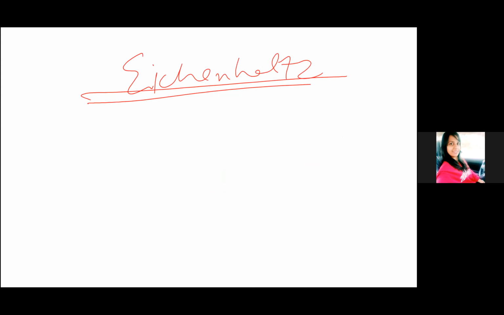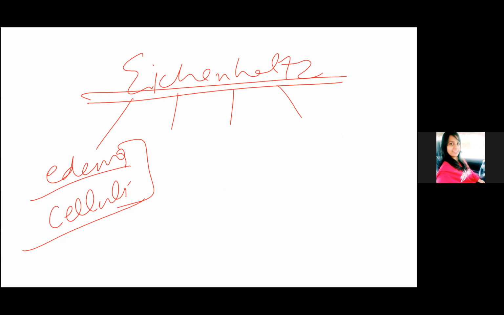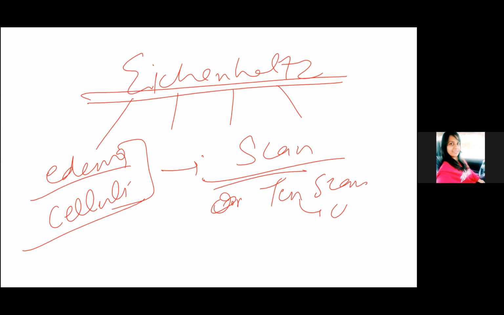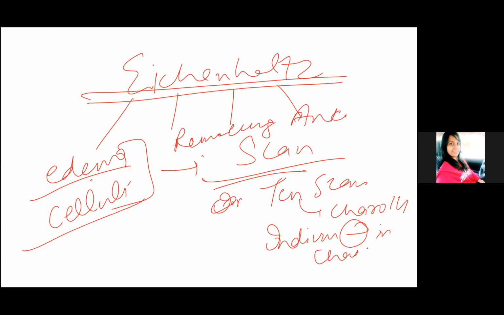In the Eichenholtz classification, what happens in the first stage is there will be edema. Edema can also be seen in cellulitis. So how will you differentiate it? You can differentiate it with the help of a scan. The technetium scan will be positive in both, that is Charcot's and cellulitis. But the indium scan will be negative in Charcot joint arthropathy. In the second stage, firstly there is edema, then there can be remodeling, there can be ankylosis, that is fibrous ankylosis. So it will progress likewise.